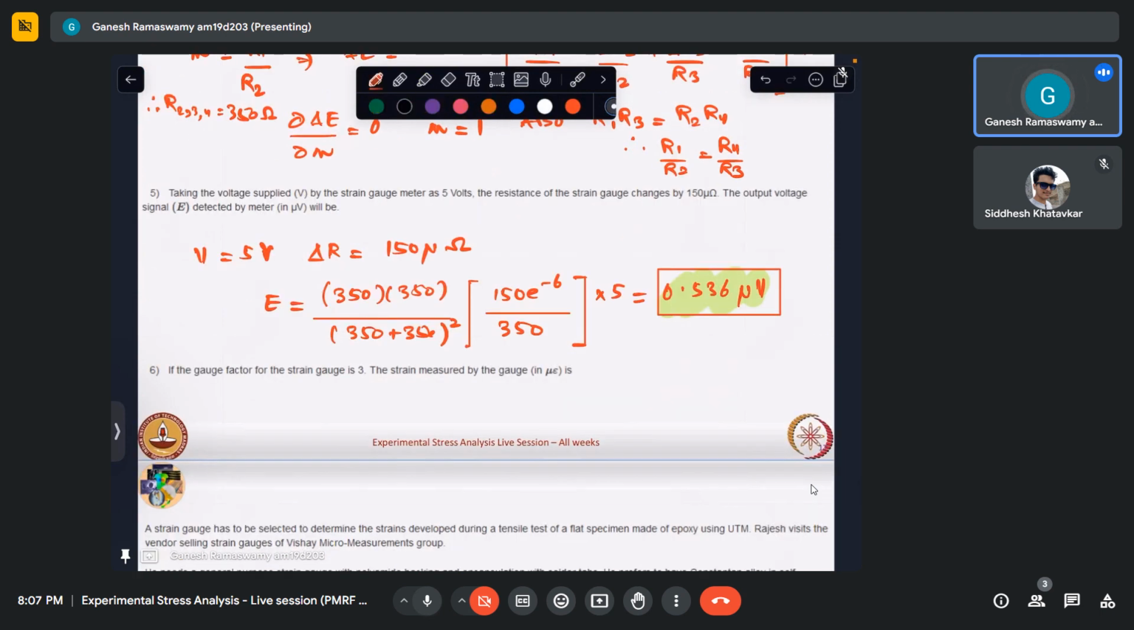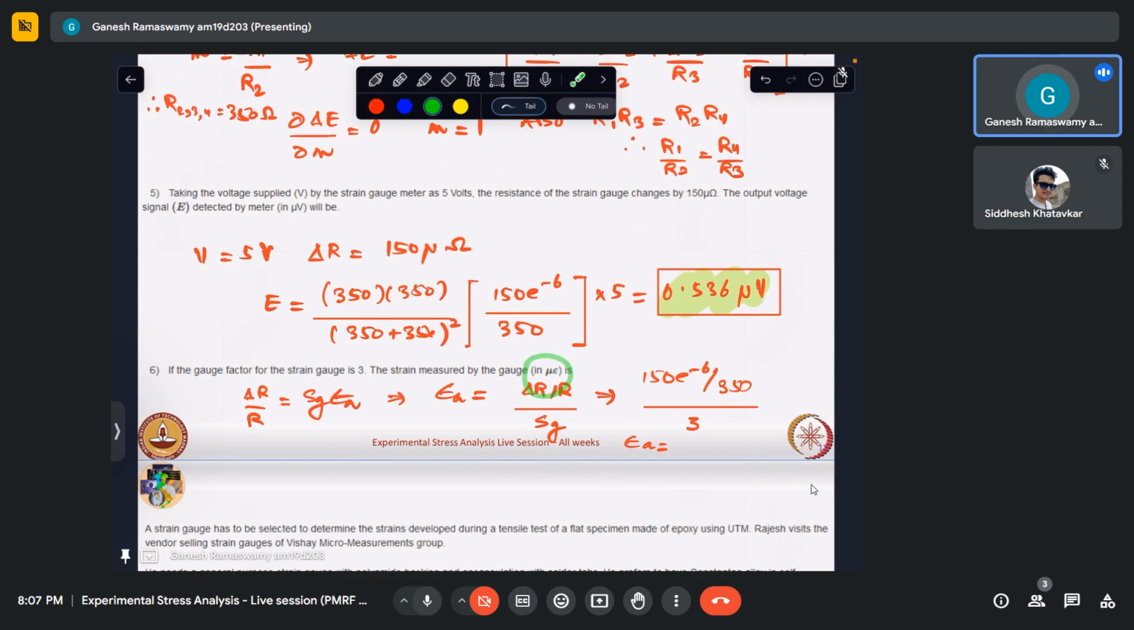If the gauge factor for this strain gauge is 3, what is the strain measured? Now we know that delta R by R is nothing but Sg epsilon A. We have been asked epsilon A, which is delta R by R divided by Sg. So what is delta R? 150 micro ohms divided by 350, my resistance, divided by 3. So epsilon A comes out to be 150 E minus 6 divided by 350 by 3. And again, this is to be kept in mind, we have been asked to report it in microstrain, which means we will multiply it by 10 power 6 and report it.